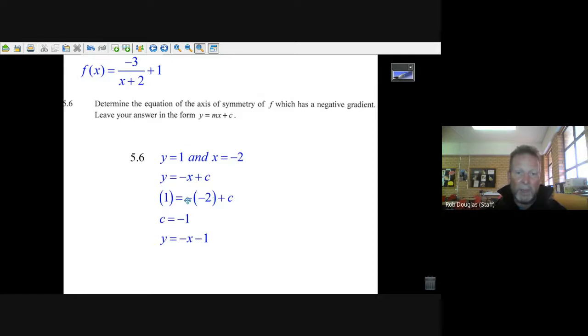So that's minus minus 2 is 2. We subtract 2 from both sides. We get c equals -1. 1 minus 2 is going to give me the -1. Just solve this simple equation. Now we know that c is -1. So the equation of the axis of symmetry with the negative gradient is y equals minus x minus 1.